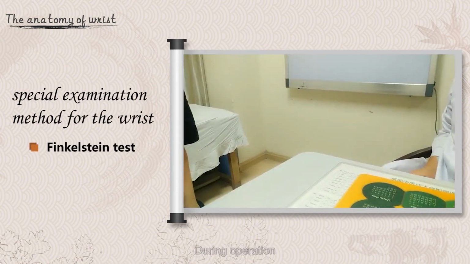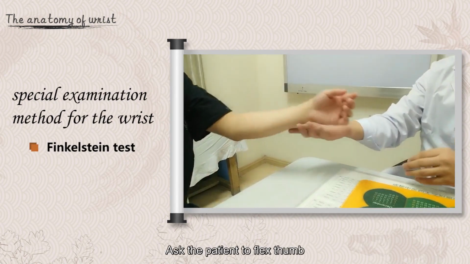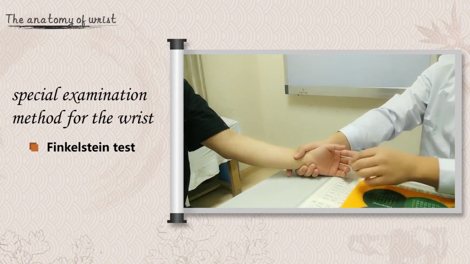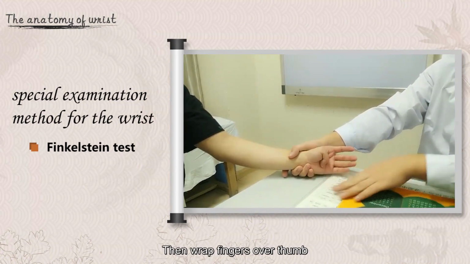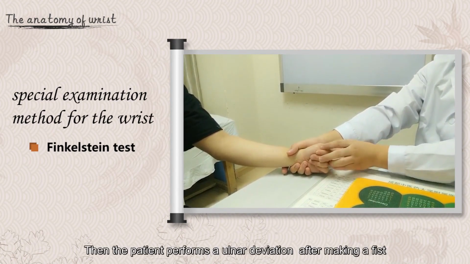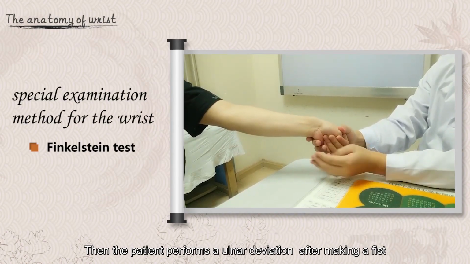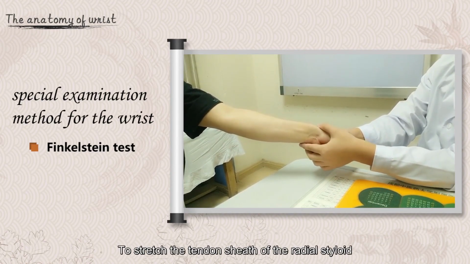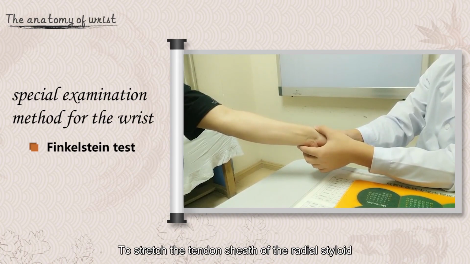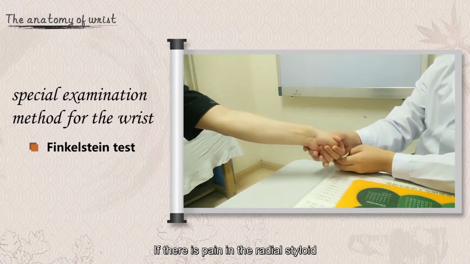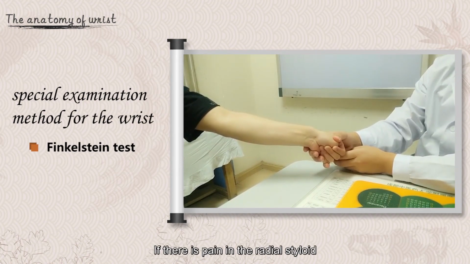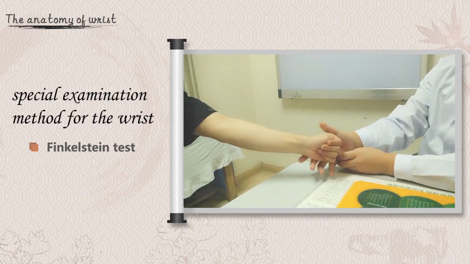Finkelstein test. During operation, ask the patient to flex the thumb, then wrap the fingers over the thumb. Then the patient performs an ulnar deviation after making a fist to stretch the tendon sheath of the radial styloid. If there is pain in the radial styloid, it's positive.